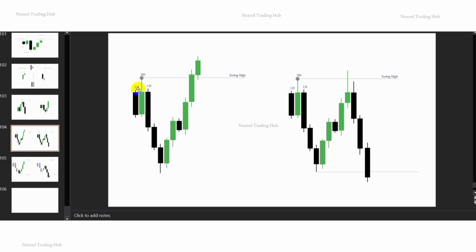You get it? You see, this is a lower high, this is a higher high, this is a lower high. So this is our swing point.